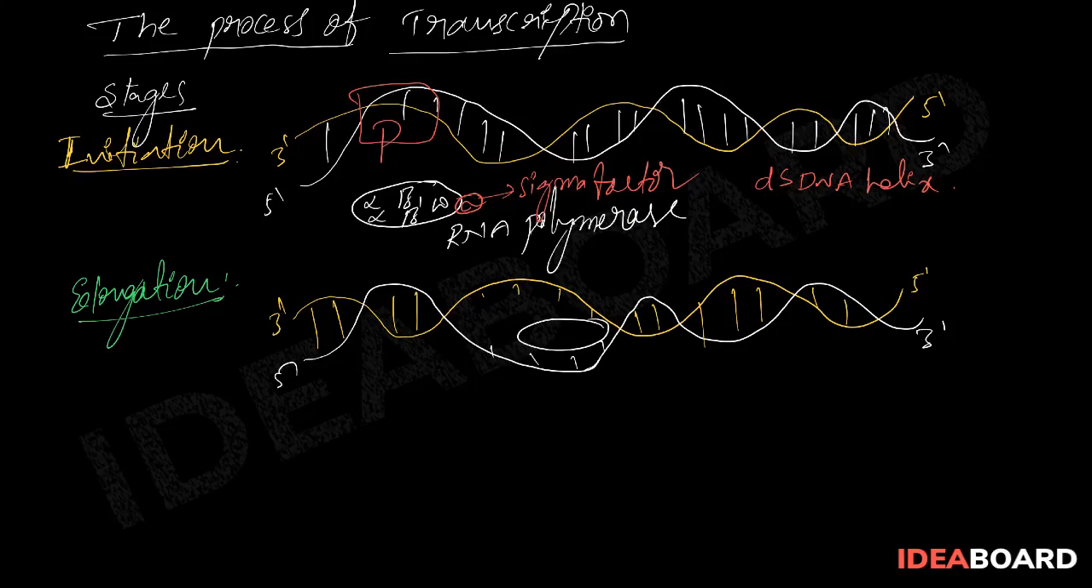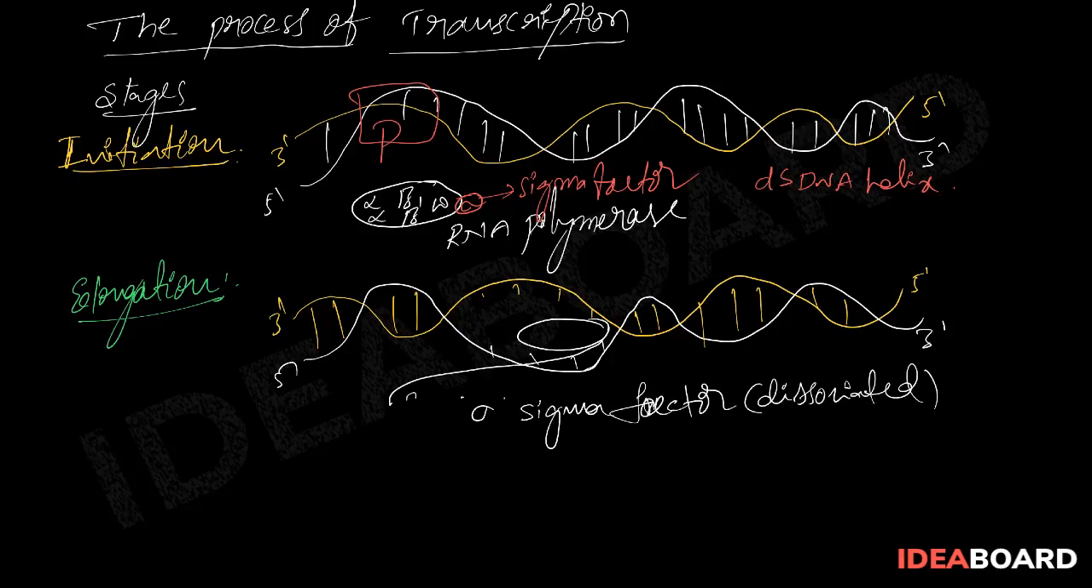As soon as initiation has started, the sigma factor is dissociated. This is the sigma factor, which is already dissociated, and slowly this is what we call mRNA.